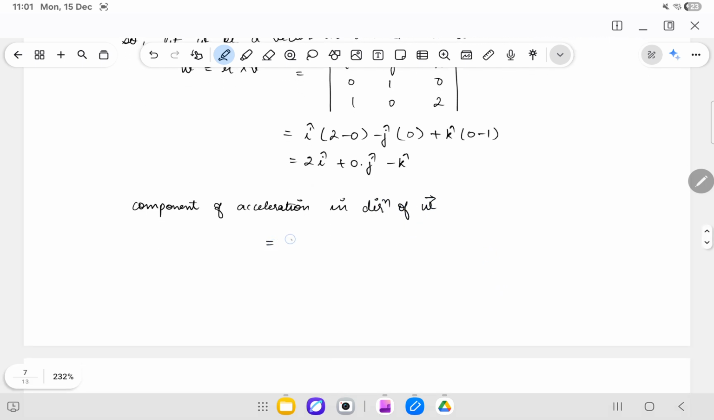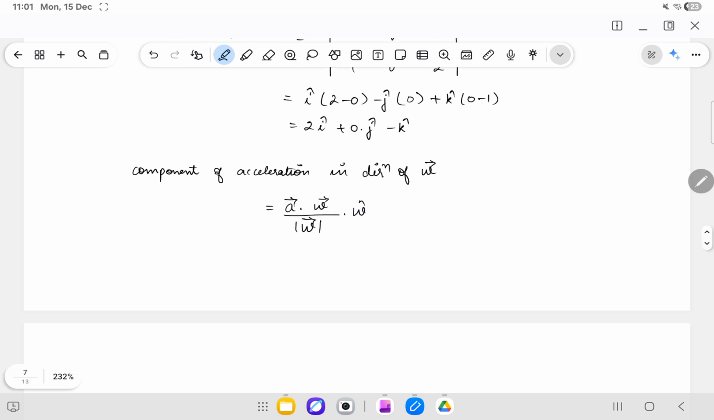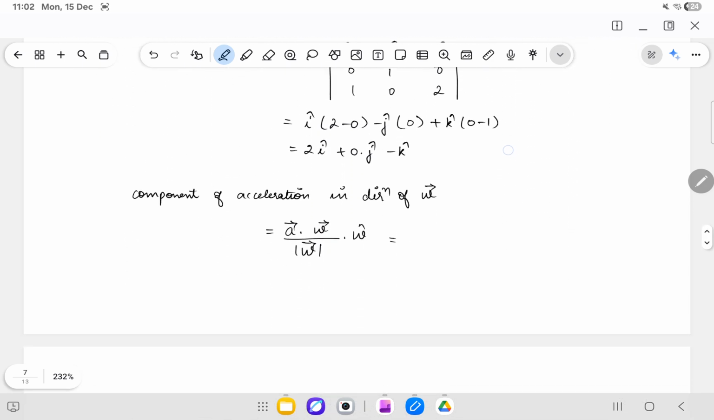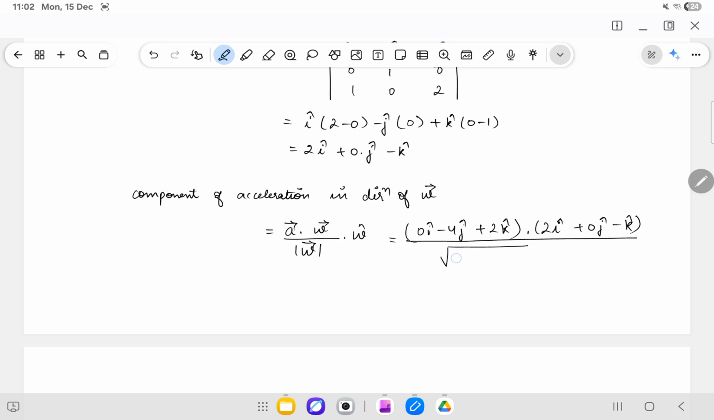So it will be equal to a cap dot w cap divided by absolute value of w cap times unit vector w cap. So it will be equal to, my acceleration is 0 minus 4 2, 0 i cap minus 4 j cap plus 2 k cap, times 2 i cap plus 0 j cap minus k cap, divided by absolute value of w. So it will be 2 square plus 0 square plus minus 1 square, times w cap.